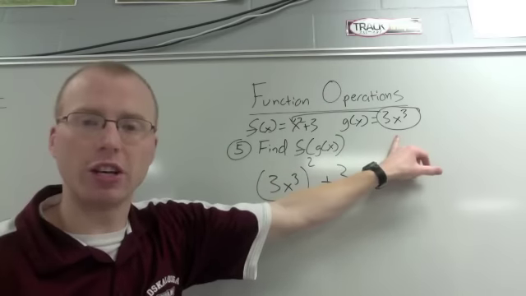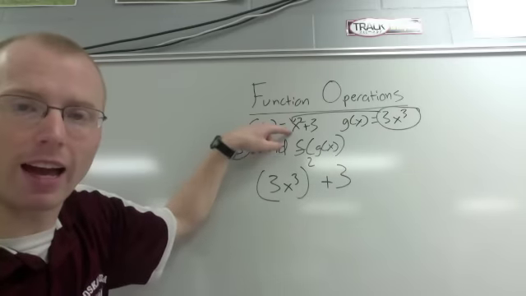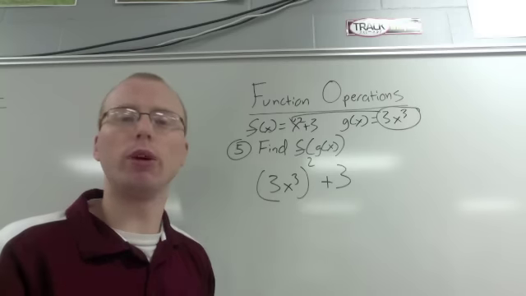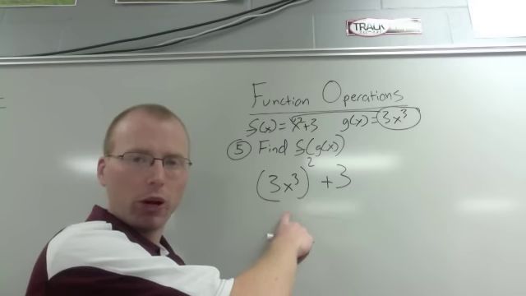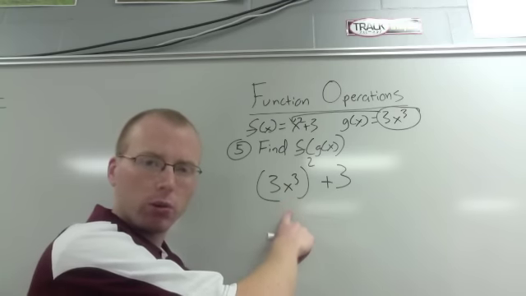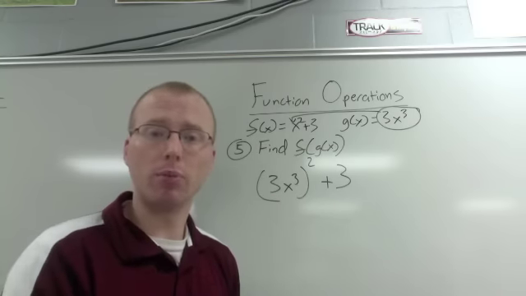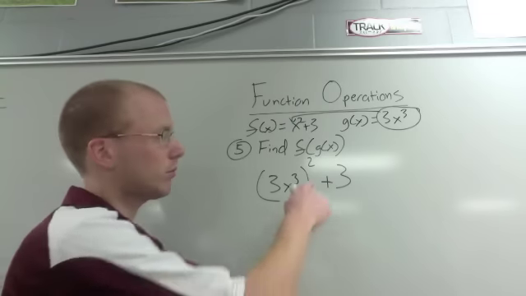So I've taken my g function, 3x cubed. I have plugged it in for x in my f function. So it has completely replaced the x. So instead of saying x squared plus 3, I now have 3x cubed squared plus 3. And now we're going to simplify. Just use the exponent properties from last chapter.